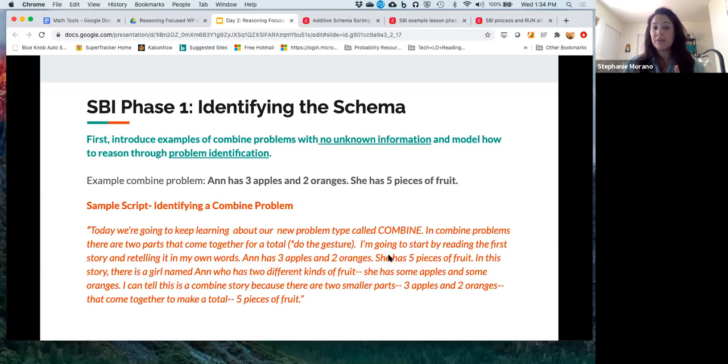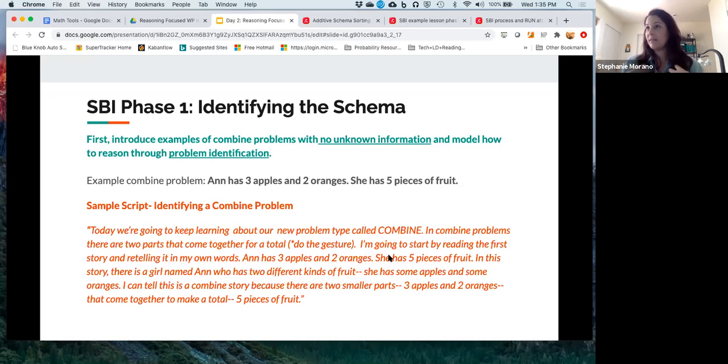Anne has 3 apples and 2 oranges. She has 5 pieces of fruit. In the story, there's a girl named Anne. She has 2 different kinds of fruit. She has some apples. She has some oranges. And I can tell this is a combined story because there are 2 smaller parts, the apples and the oranges, that come together for a total, the 5 pieces of fruit.